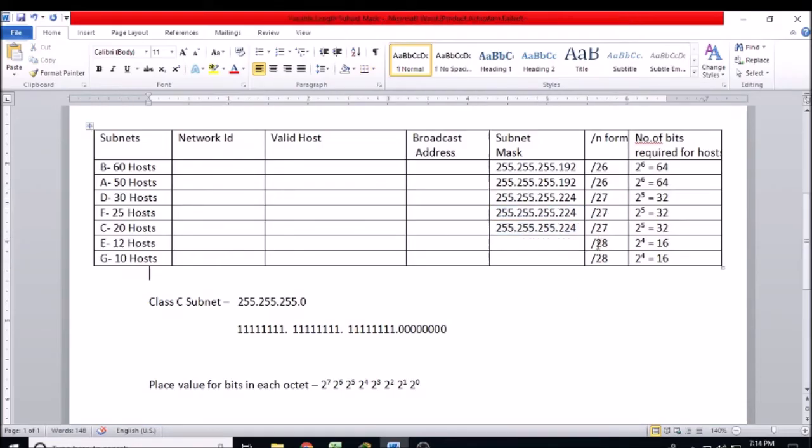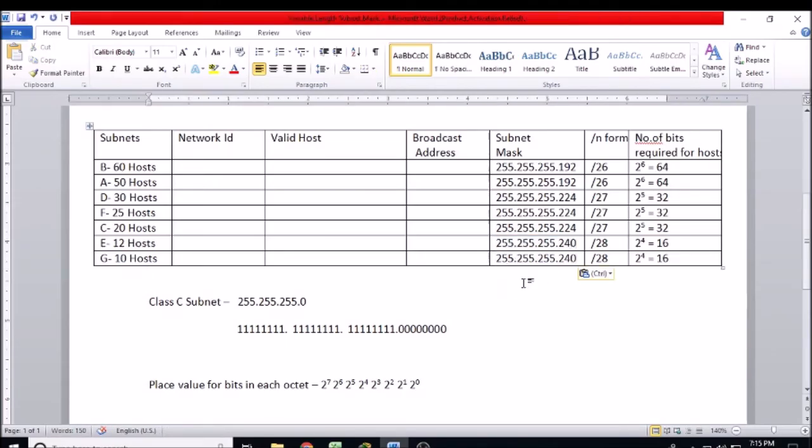Now it is /28. /28 means we need only 4 bits for the host. These 4 bits are for the host and the remaining bits we have given for subnetting, right? So find the value for the bits: 2 power 7 plus 2 power 6 plus 2 power 5 plus 2 power 4. Till 2 power 5 it is 224, and then 2 power 4 is 16, right? So 224 plus 16 gives you 240. So it is going to be 240, and the next one also is /28, so it is 240. Got it?